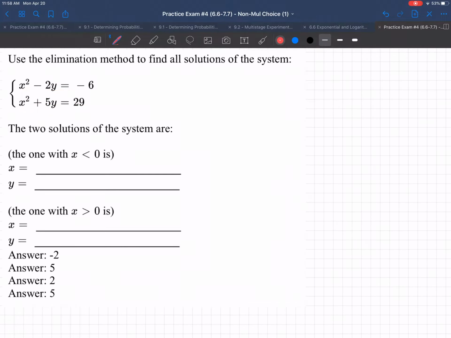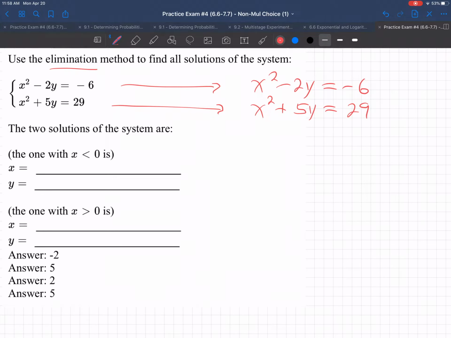So how do we do it? They're saying to use elimination. So I'm going to come over here: x squared minus 2y is minus 6, and this one, x squared plus 5y is 29. You want to multiply to make opposites. That's step one. Let me write it up here. Step one: multiply, make the x's or y's, it doesn't matter, opposites.